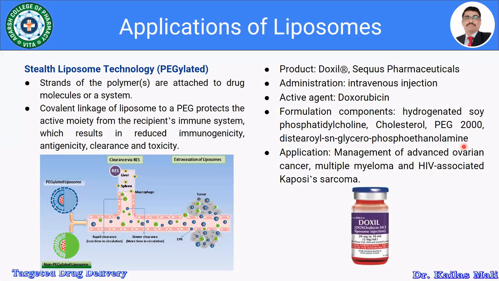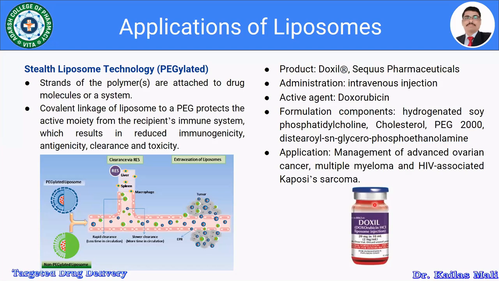glycerophosphoethanolamine. It is used for the management of advanced ovarian cancer, multiple myeloma, and HIV-associated Kaposi sarcoma. So this is a product, Doxil, which is based on stealth liposome technology.